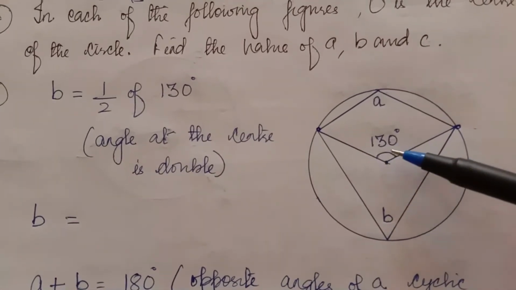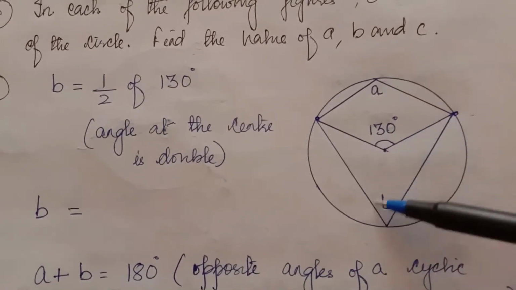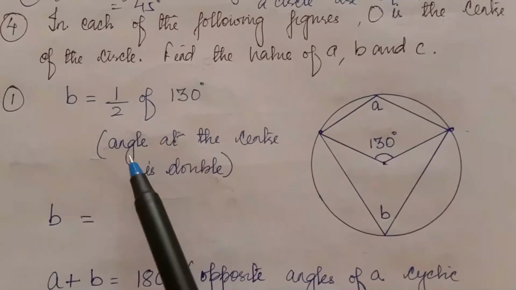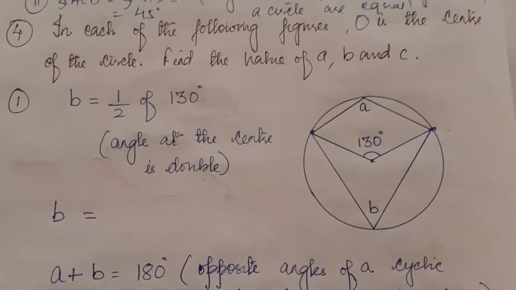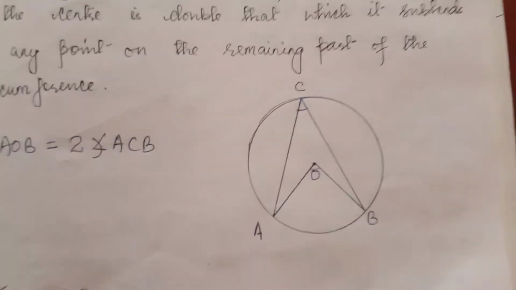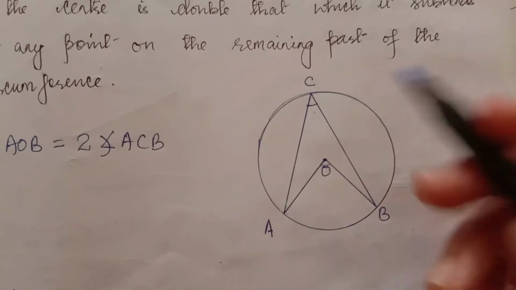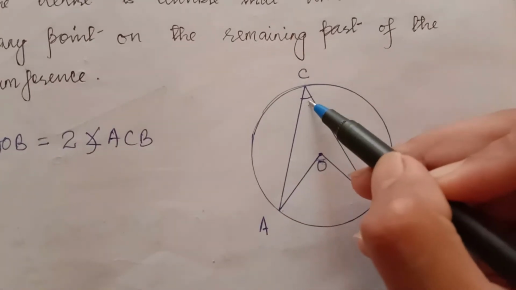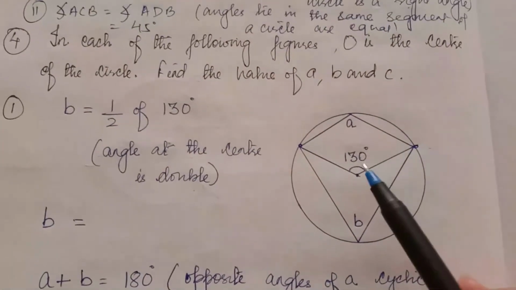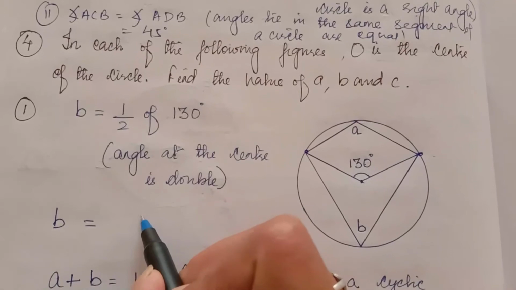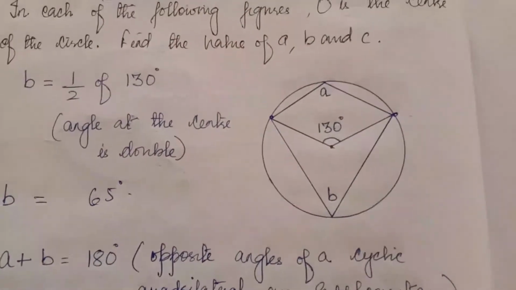So angle at the center is double. That means B is half of 130 degree, because the reason is angle at the center is always double. Okay, this is the diagram of that property. Angle at the center is always double, but they should lie in the same arc. So this angle is half. That means this angle is half of this angle. So this angle will be half of 130, that is 65 degree, right? This is 65 degree. Now we need to find the value of A, okay?